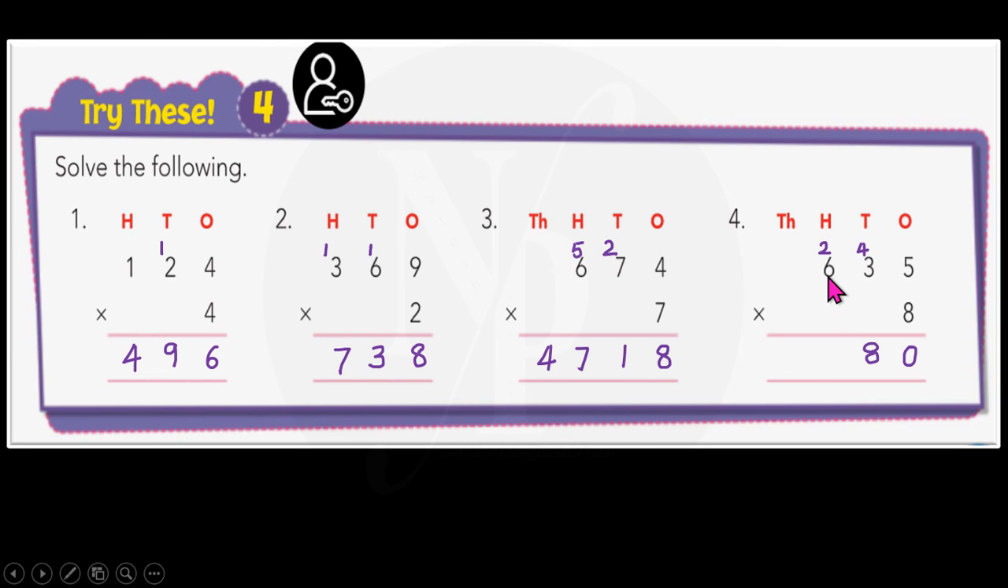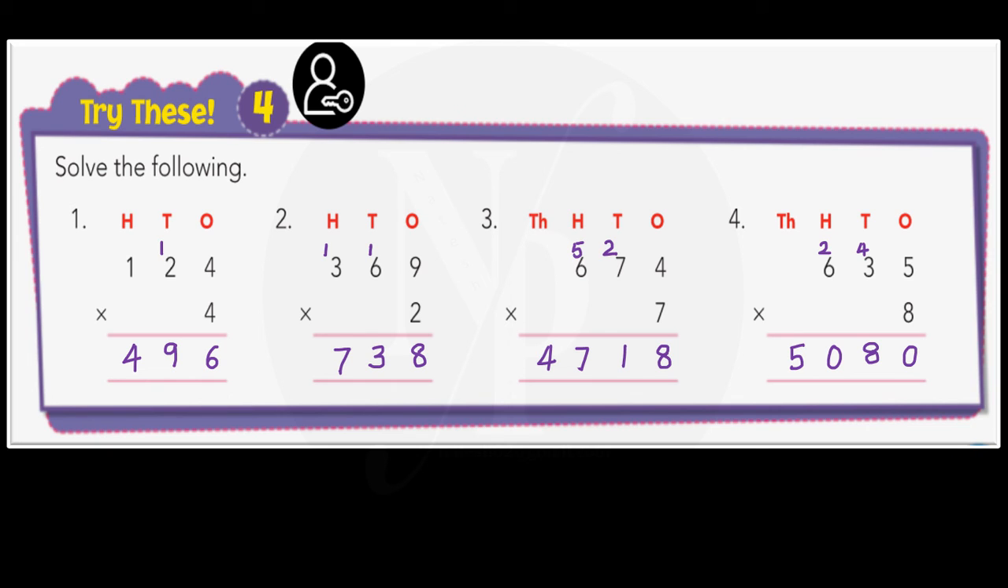Here we have 6 hundreds to be multiplied by 8. 8 sixes are 48. 48 plus 2 is 50. So 50 hundreds are regrouped as 5 thousands and 0 hundreds. So we write 5 in thousands column and 0 in hundreds column. Therefore, the product of 635 and 8 is 5080.